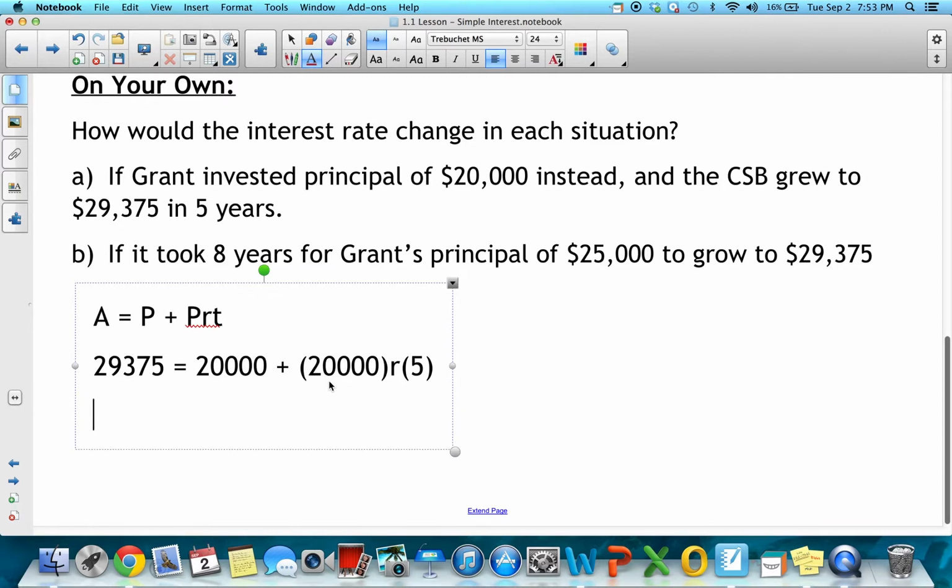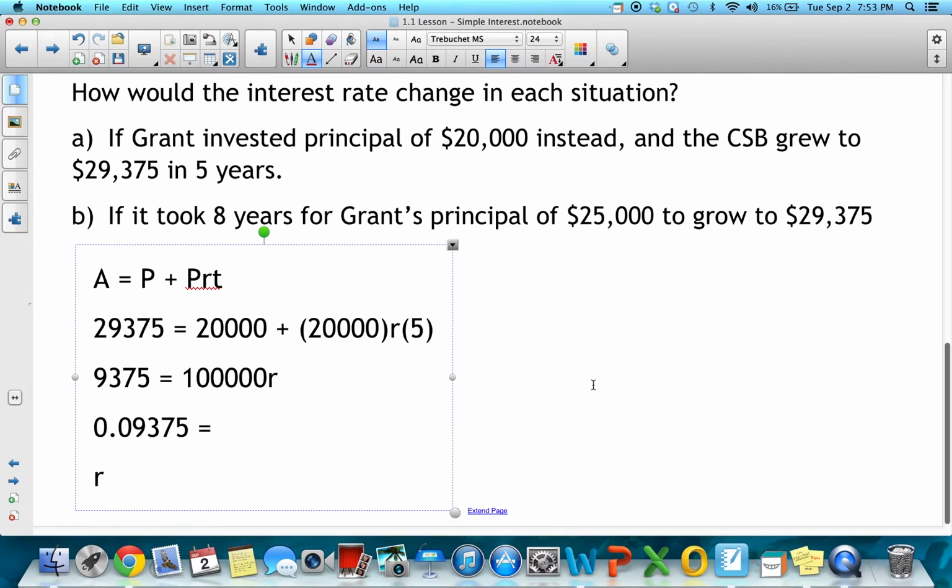I'm going to subtract 20,000 from both sides, so I've got 9,375 is equal to 100,000 R. I'm going to divide by 100,000, and I'm going to get 0.09375, which is equal to R. I change that to a percentage, and R is going to be 9.4%.